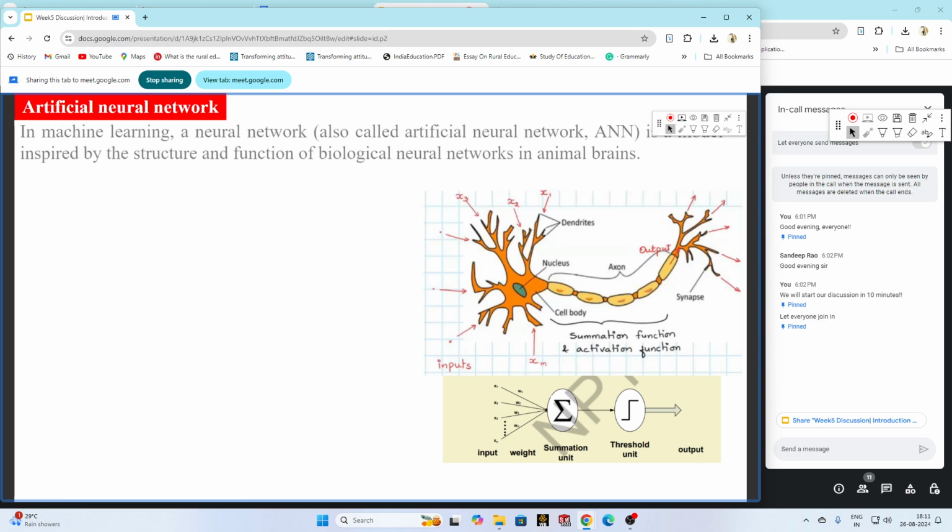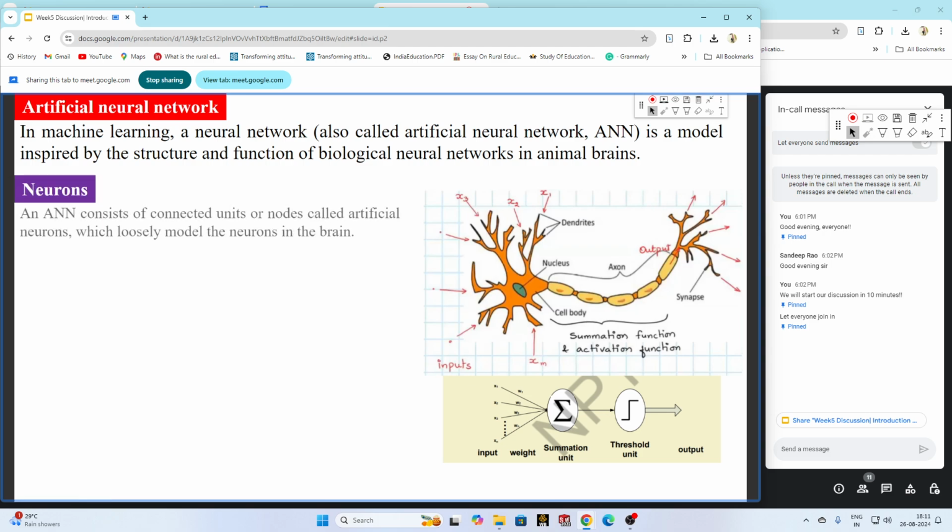When we talk about neural network, generally we are talking about the neurons in our brain, the original neural network. This artificial neural network is a model inspired by the structure and function of biological neural networks in human or animal brains. A neural network consists of many neurons that are connected to each other.